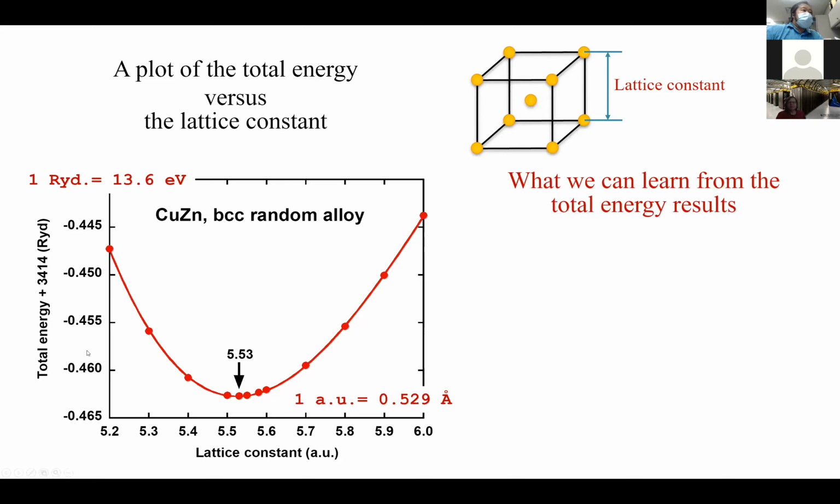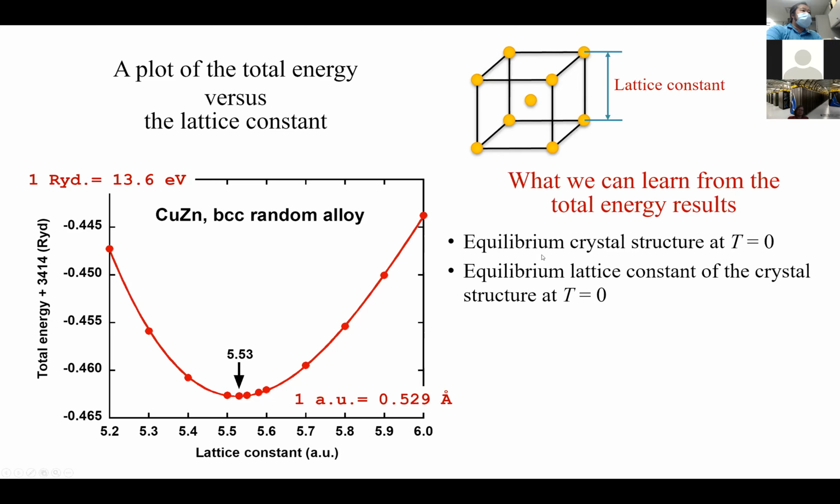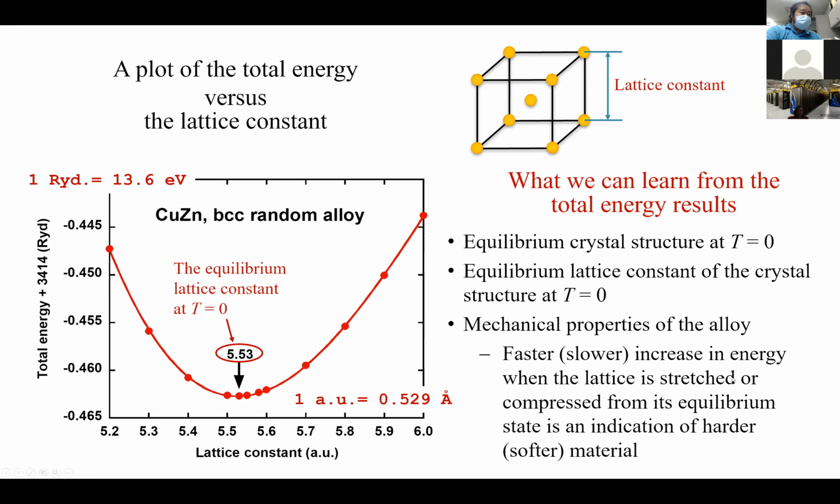So what can we learn from this? The equilibrium lattice crystal structure at T equal to 0, because all this calculation is done at T equal to 0. So this is a number we get. It shows you the equilibrium lattice crystal structure. The equilibrium lattice constant is this value. It's 5.53.